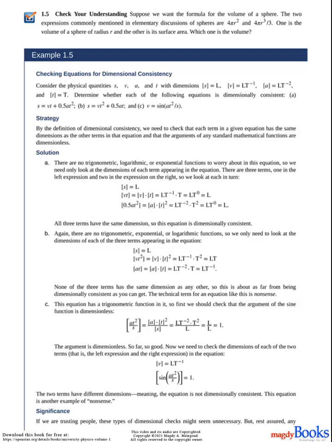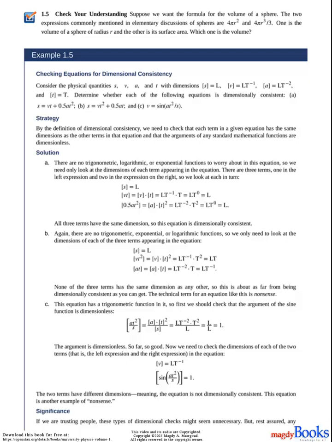Solution. A. There are no trigonometric, logarithmic, or exponential functions to worry about in this equation, so we need only look at the dimensions of each term appearing in the equation. There are 3 terms, 1 in the left expression and 2 in the expression on the right, so we look at each in turn.